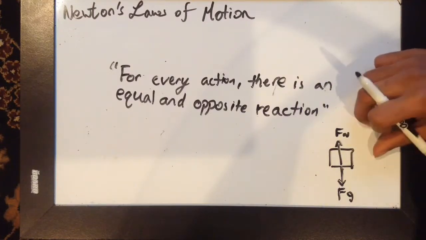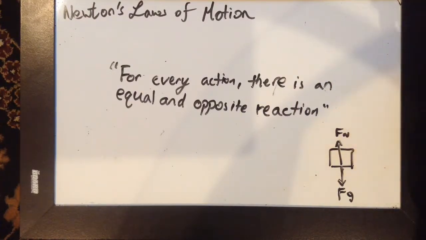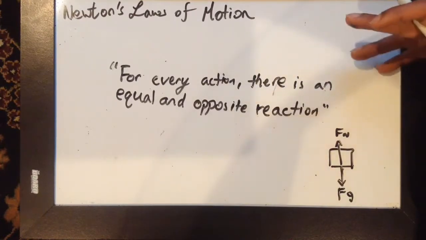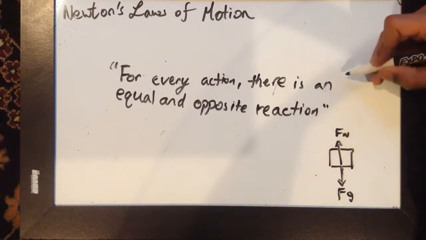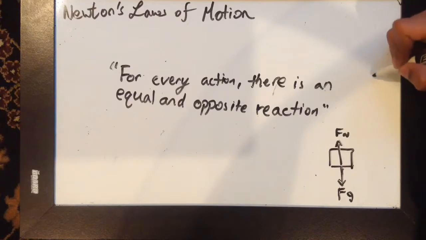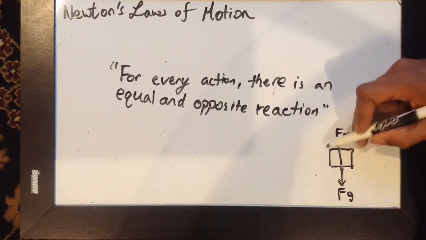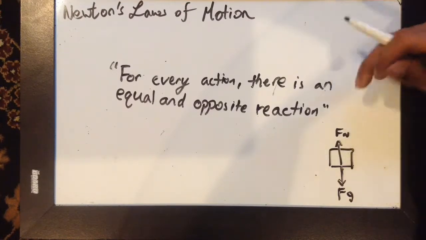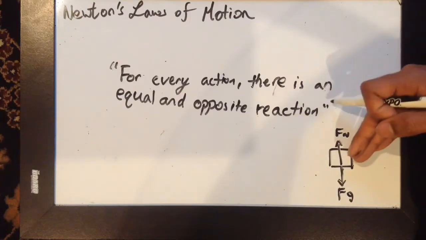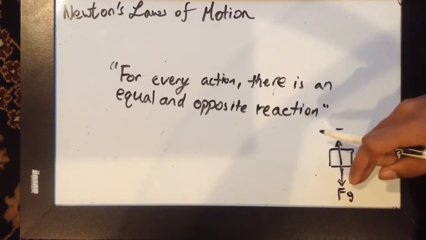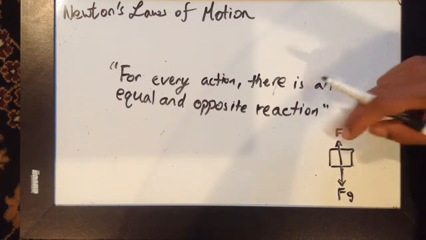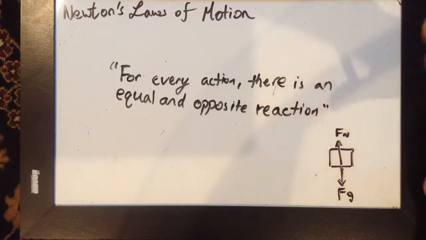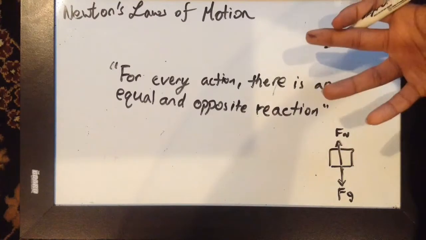And basically, this is why, if you go back to the second law, we say sigma F is equal to mass times acceleration. And since these two cancel out, there is no acceleration. Otherwise, if you just had this one force, technically, that would mean that the block is moving downwards, which is not true.